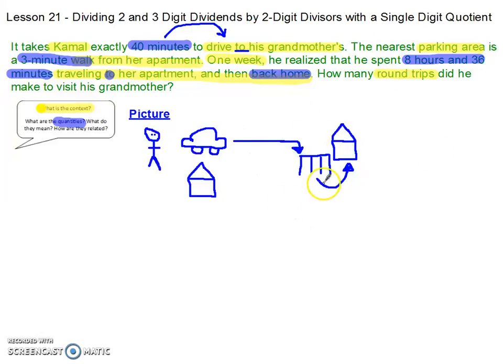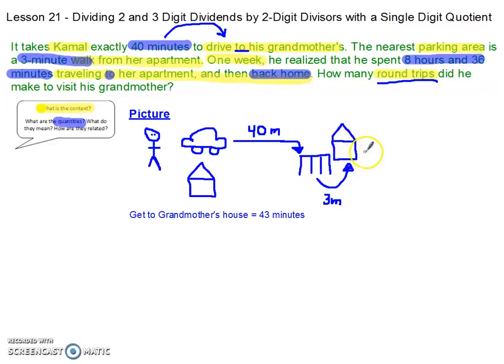So that's one trip, and how we can fit our quantities in is that this arrow here, driving to the parking garage or the parking area, is 40 minutes. Walking to his grandmother's house takes another 3 minutes. So total to get to her house would be 43 minutes.